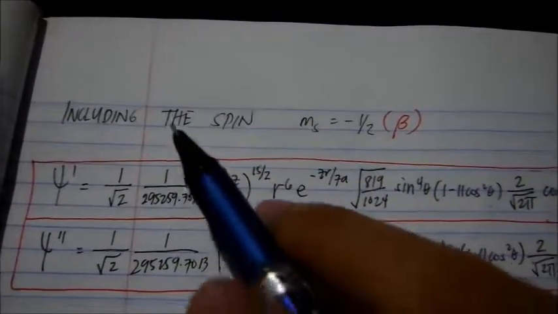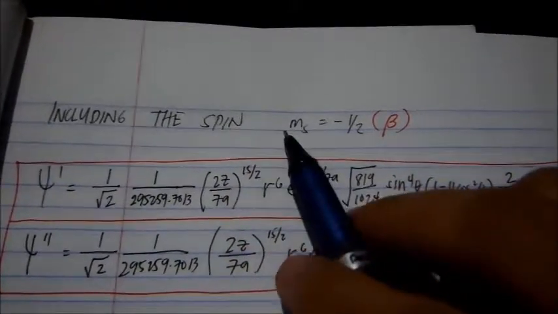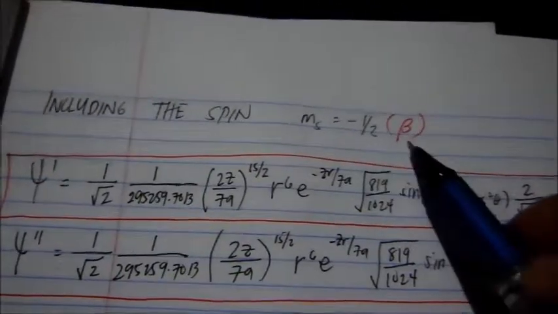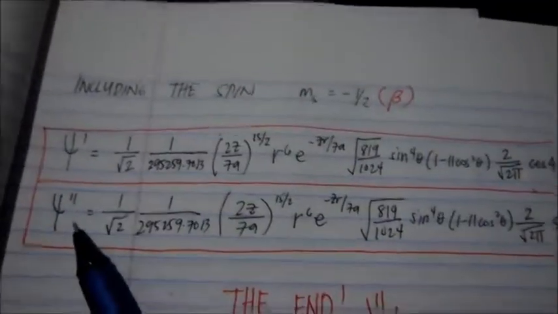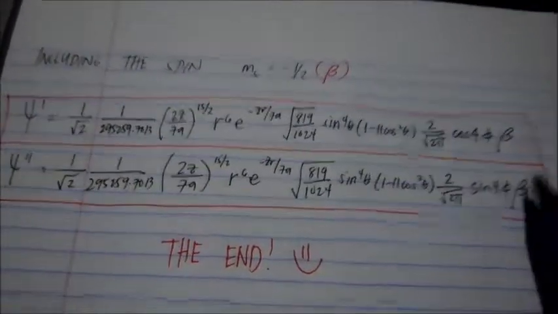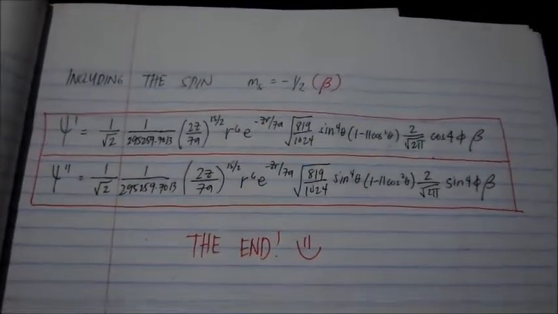Alright, so the last step is to include the spin angular momentum quantum number, which is negative 1/2. It can also be written as beta. So we only have to add this to our psi prime and psi double prime. So there. So this is the 7i orbital.